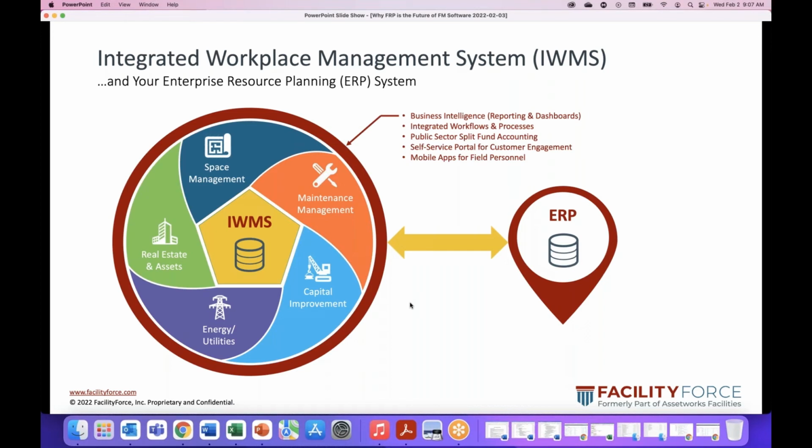The red ring on the outside of the IWMS solution here represents those broad needs, reporting and business intelligence, workflows, and so on, that apply to all those functional areas. And then, of course, the database in the middle is a unified, integrated system. So when you define a building, it's defined once. You don't have to worry about the fact that in the space management system, the building's called the Smith building, and in the maintenance management system, it's building 205. Everyone's on the same page.